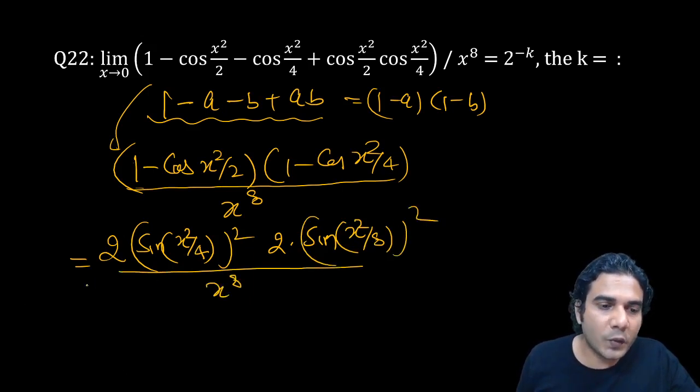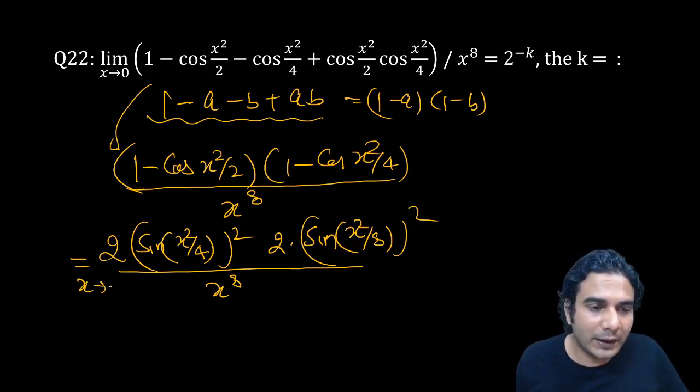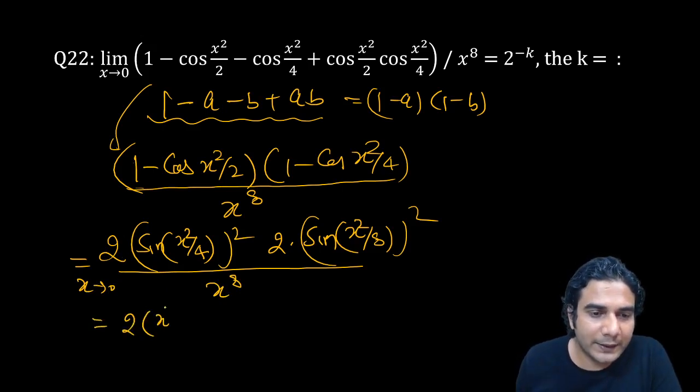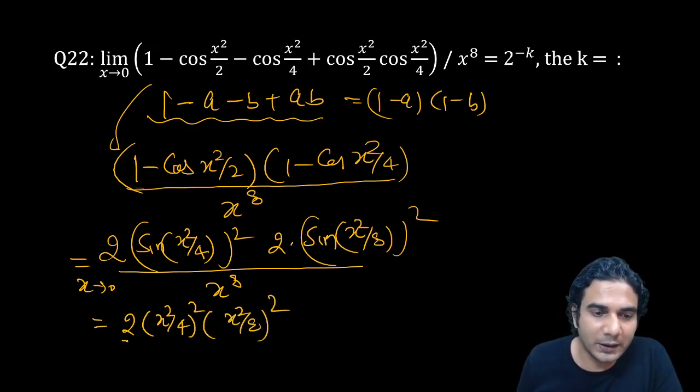So whenever theta is approaching 0 and sine terms are in product, just to do it quickly, you can replace sine theta by theta. So you can write this as 2 into x square by 4, the whole square, x square by 8. I'm just replacing sine theta by theta in this product. In a product you can do this, divided by x raised to 8, all right.